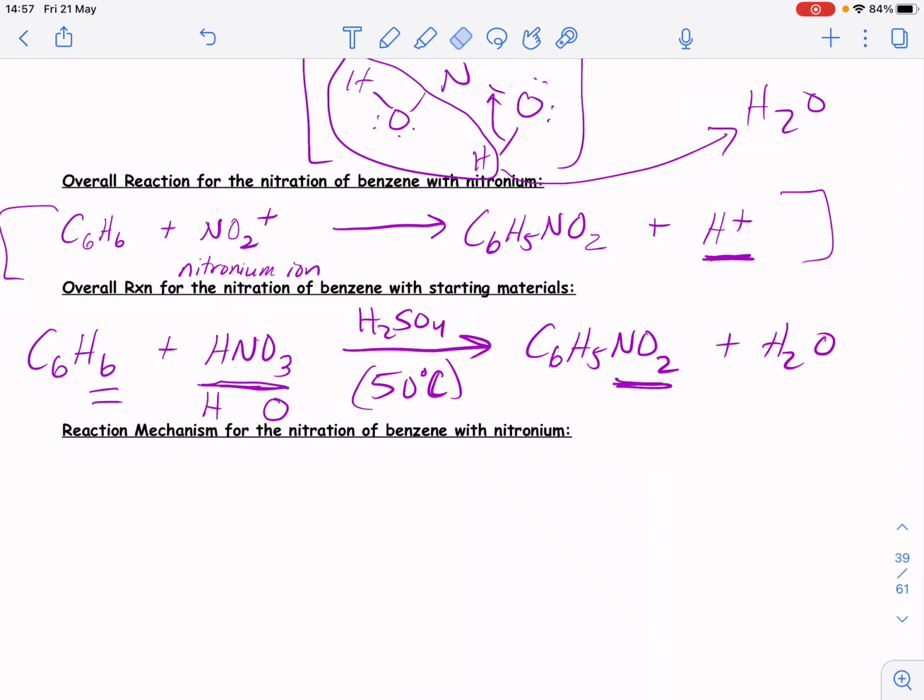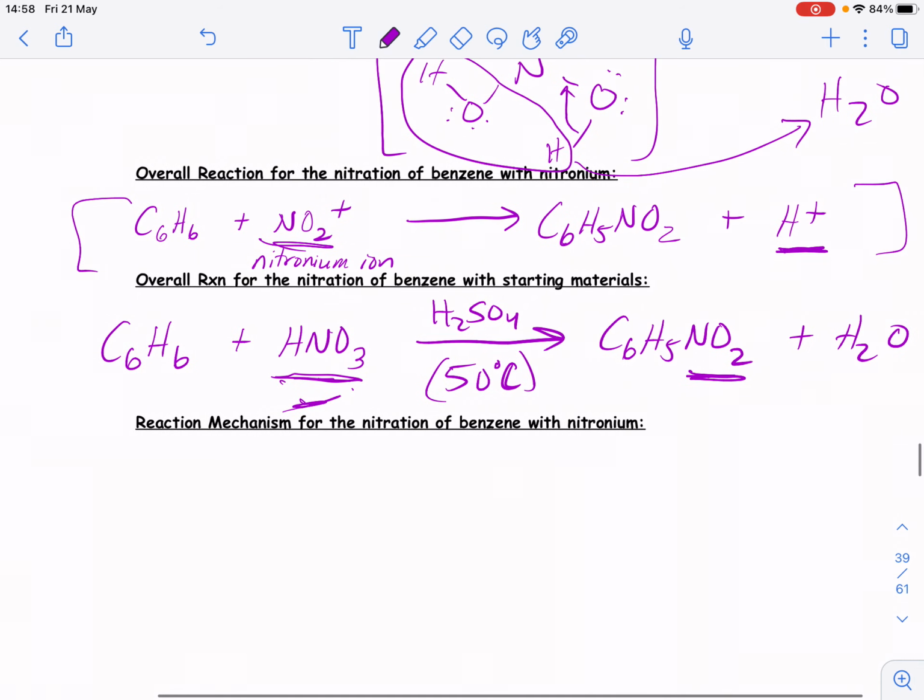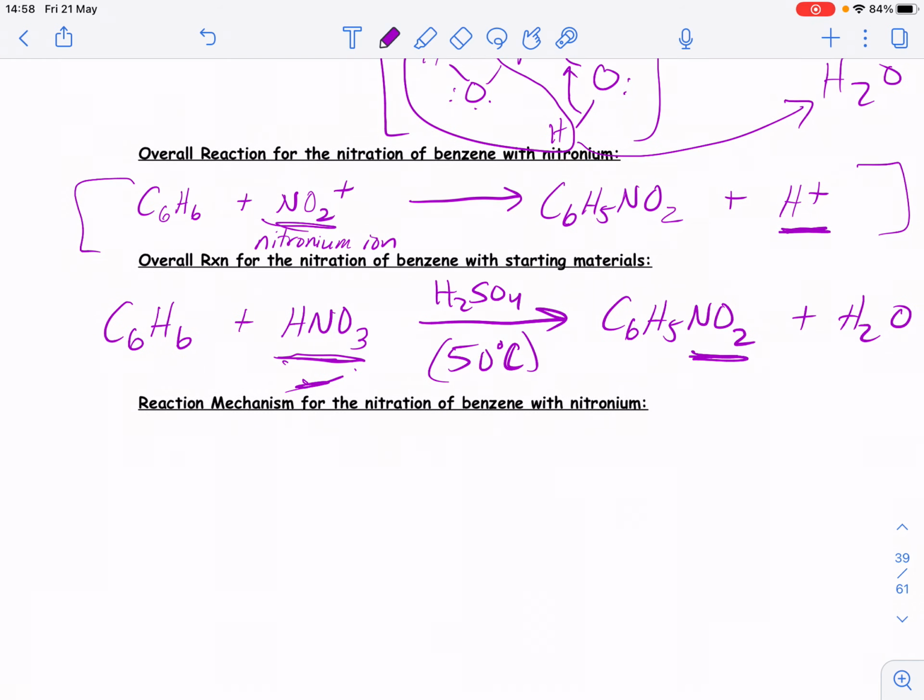So if we write it this way, then the other product is water instead of just being H plus, because nitric acid has an extra H and an O compared to NO2 plus. So it's just 2 different ways to write the same chemical reaction, this nitration of benzene. One is just NO2 plus and one is HNO3. So you kind of have to read the question to see which one they want you to use.